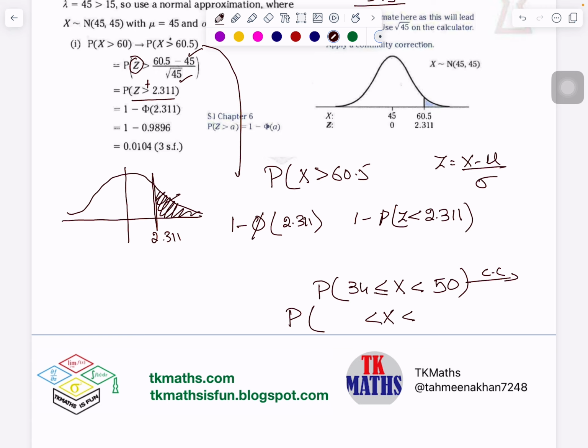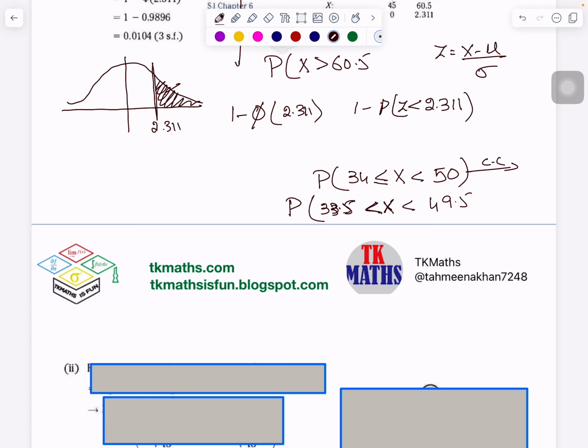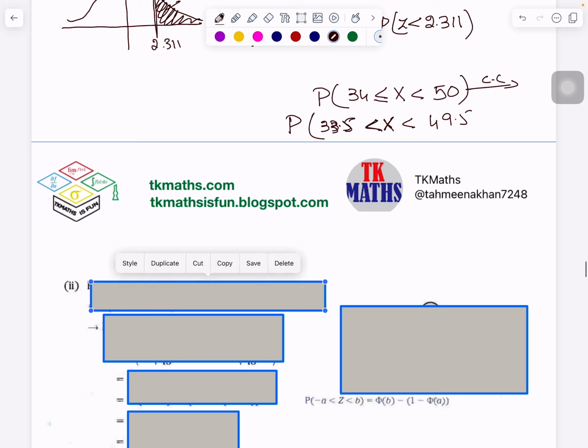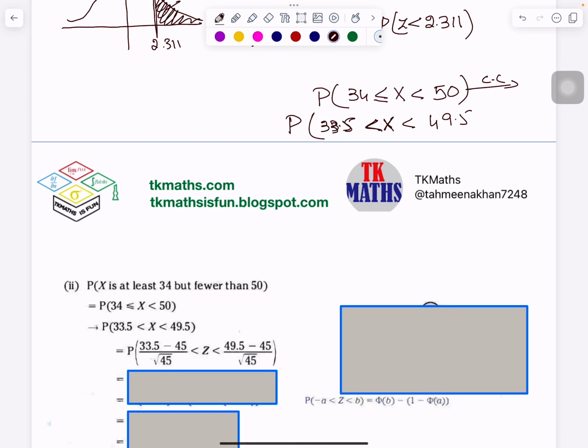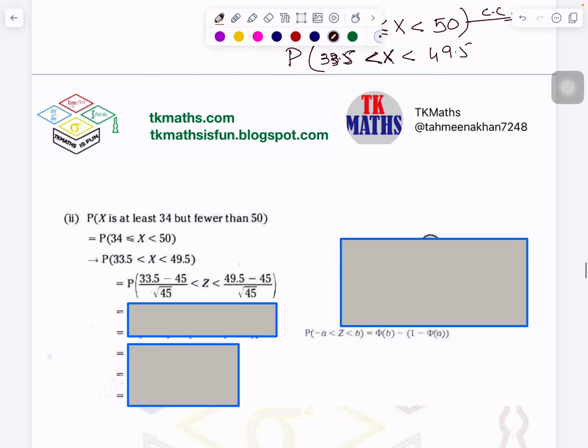Less than 50, so 50 should not be included. So you will add 0.5 or subtract? Subtract: 49.5. And here you will subtract: 33.5, because x greater than 33.5 will automatically include 34 in it, right? So there is no fixed rule; there are formulas to remember, but this is more towards common sense. If you have a concept of a clear number line, you will not make a mistake in that. And after that, you will simply change x into z. I have told you the z formula.